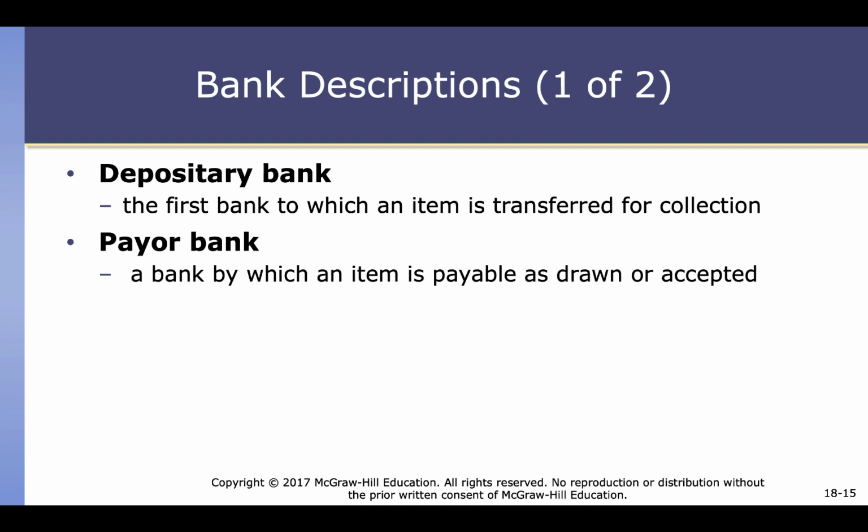And here are the descriptions of the different banks that basically are in the life cycle of a check, the different banks that might touch and work on that check. So first, the depository bank. It's the first bank to which an item is transferred for collection. And the payer bank is a bank by which an item is payable as drawn or accepted.